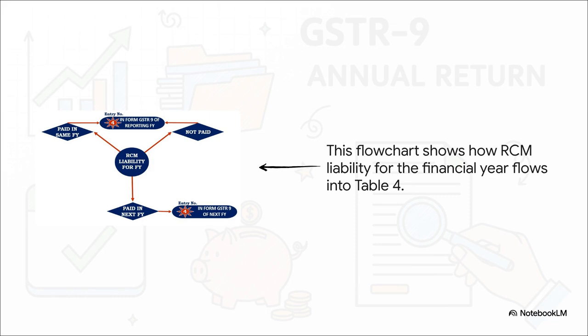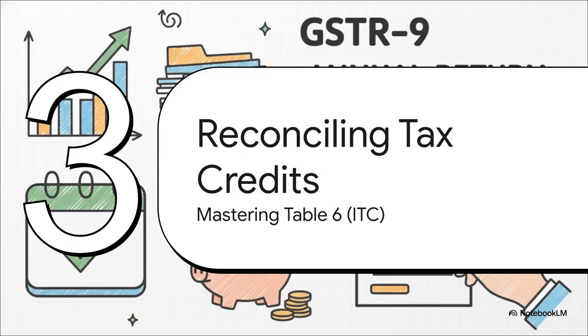It's all about matching the liability to the right year. Okay, next up is one of the most crucial parts of this whole process: accounting for your input tax credit, or ITC. This is all done in Part 3, and the star of the show here is Table 6. This is where you have to reconcile every single tax credit you've claimed all year long.